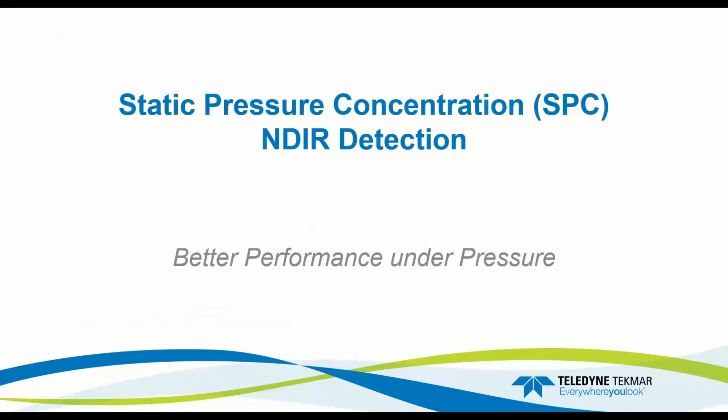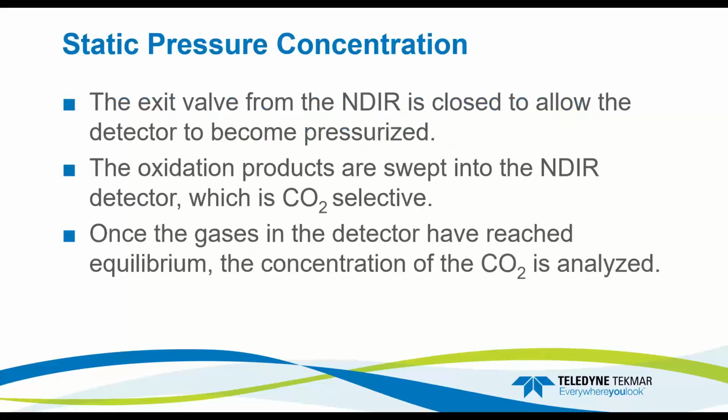We use something called static pressure concentration, or SPC, for our NDIR. So this gives us better performance under pressure. You might ask, what does that mean? Well, we take the NDIR, which is typically a flow-through system, and we pressurize it. So we close off one end. That allows the CO2, the carbon that's been converted to CO2, to build inside that detector.